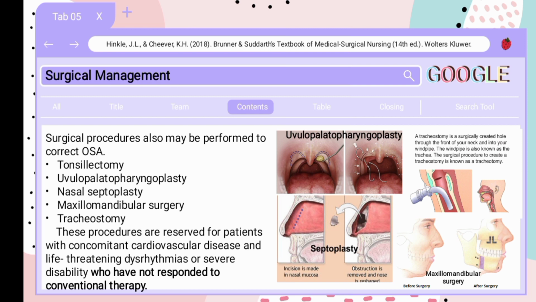These procedures are reserved for patients with concomitant cardiovascular disease and life-threatening dyspnea or severe disability who have not responded to conventional therapy.